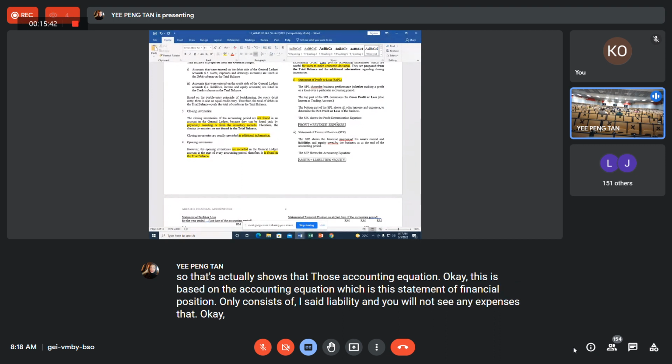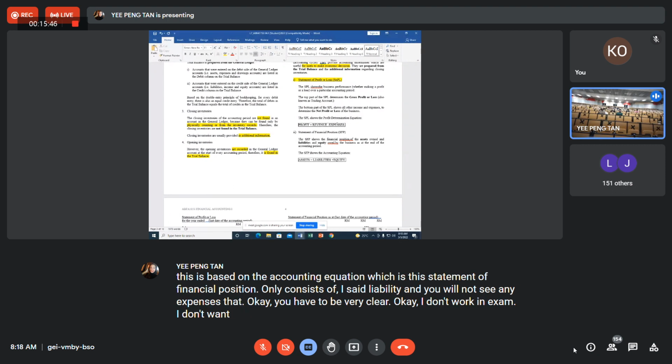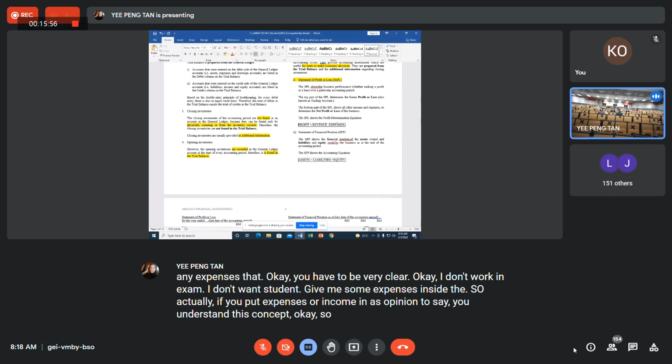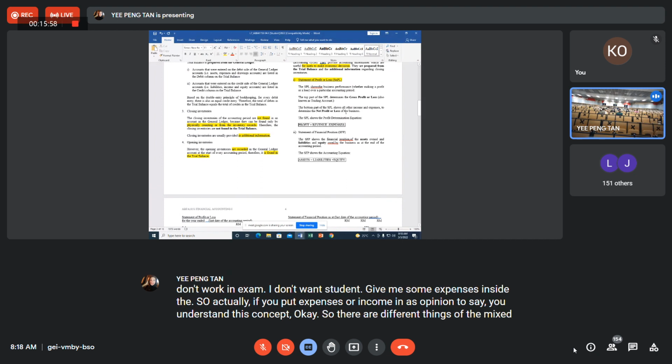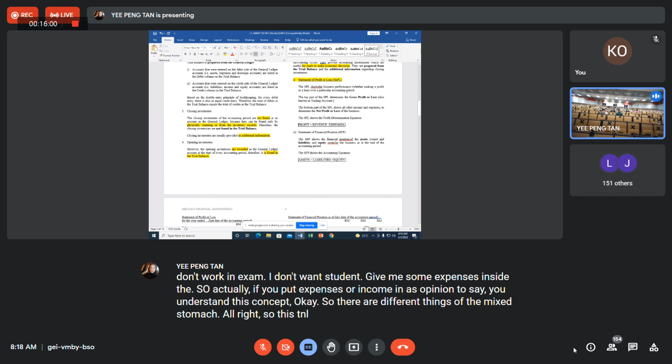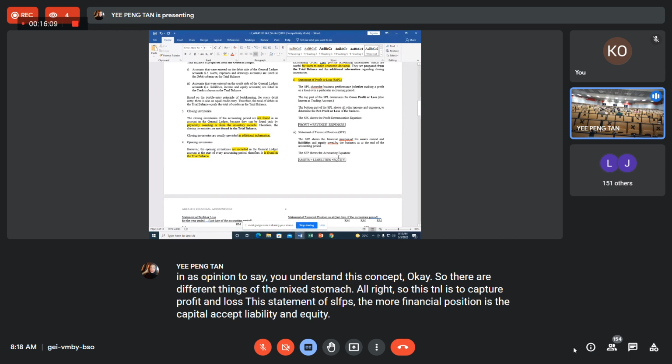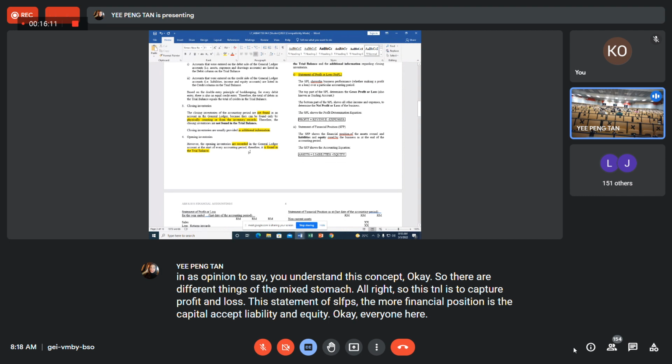You have to be very clear. In the exam, I don't want students to put expenses inside the SOFP. If you put expenses or income in the SOFP, that means you totally do not understand this concept. There are different things, don't mix up. So this P&L is to capture profit and loss. The SOFP, statement of financial position, is to capture assets, liabilities, and equity. Everyone clear? All right.